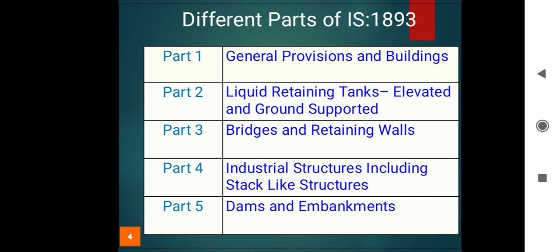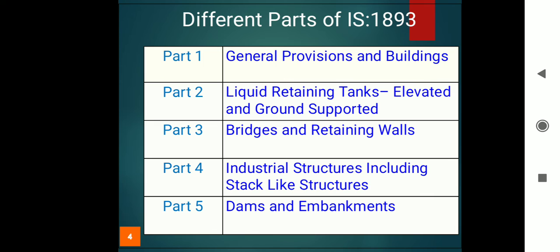Part 1 contains provisions that are general in nature and applicable to all structures. Also, it contains provisions that are specific to buildings only. Unless stated otherwise, the provisions in Part 2 to Part 5 shall be read necessarily in conjunction with the general provisions in Part 1.